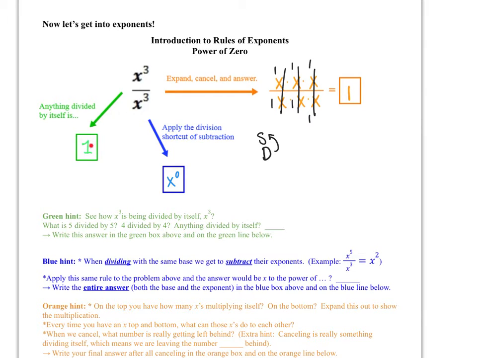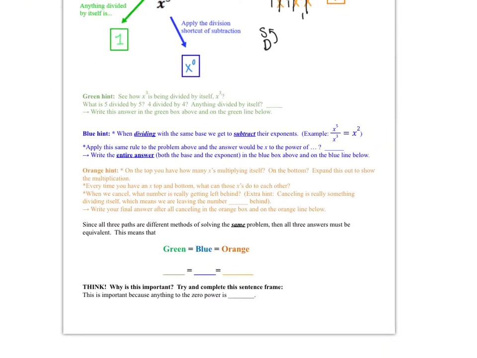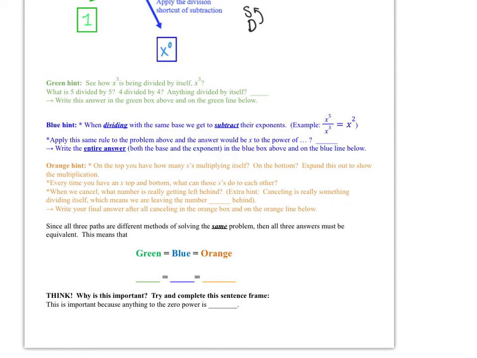And I've got a green answer of 1, a blue answer of x to the 0, and an orange answer of 1. So I'm going to come down here and I'm going to write those answers on each colored line. My green got me 1, my blue got me x to the 0, and orange got me 1. Well, clearly I can see that 1 and 1 are the same, but all 3 ways are solving the same problem, which means all the answers must be the same. What this means is that anything to the 0 power must be 1.